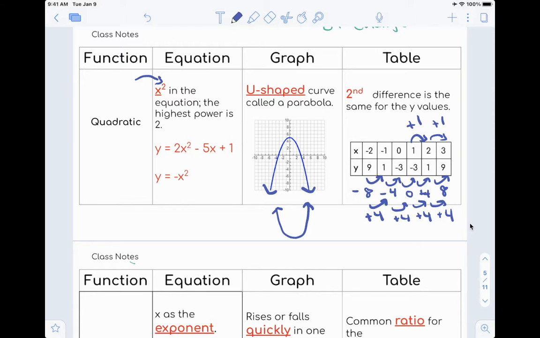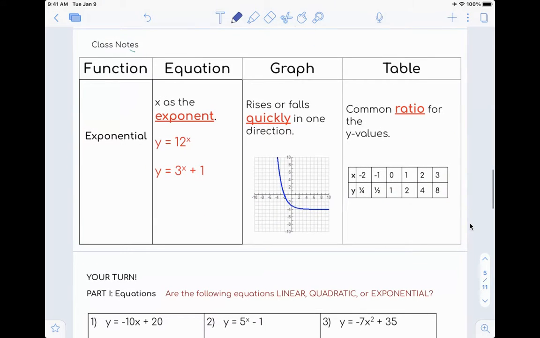So the last function we're going to look at is the exponential function. This is different than the other functions, or really any other function you're going to look at, in that the independent variable is the exponent. So you're going to see the x in the exponent right here.